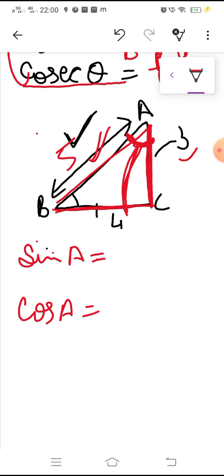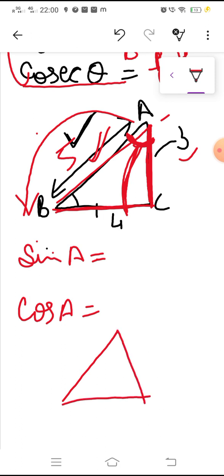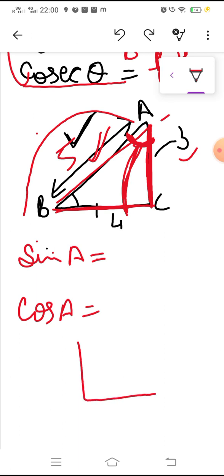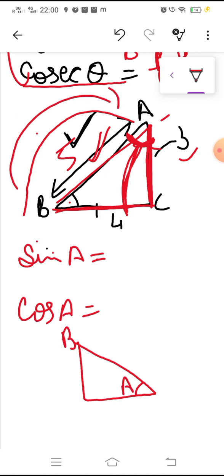How? See, this is the triangle. If we are rotating it, suppose we are rotating it, so it will be just like, wait, this is not the correct one. It will be like this if we are rotating. Now A is here, right? And B will be in this direction. B is here and C is here. This is 90 degree, right?